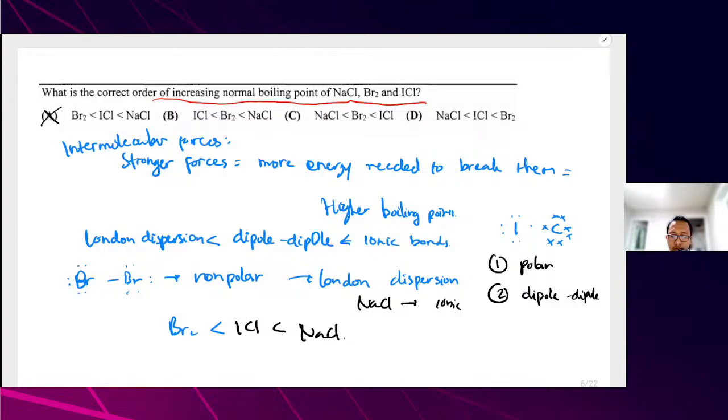I'm still trying to get a way to remember easily. Okay, so now, to identify the intermolecular forces, we have a way to determine easily, step by step.